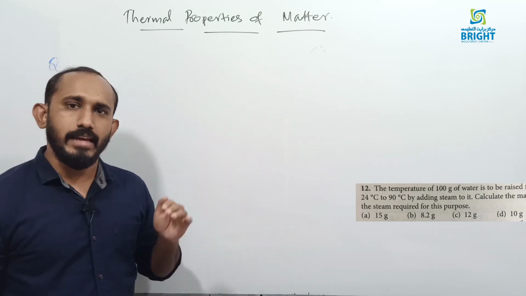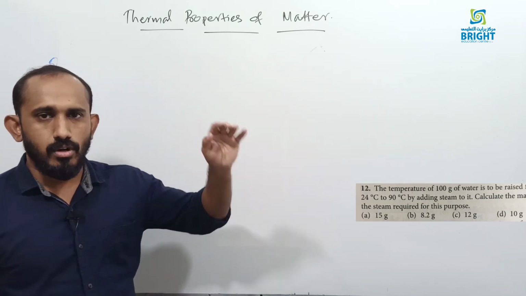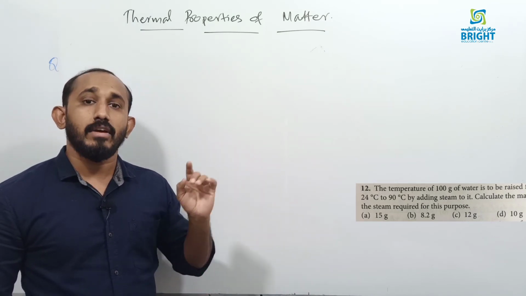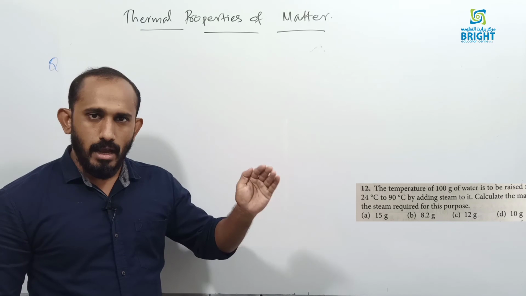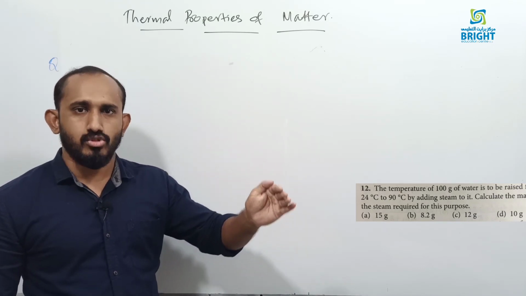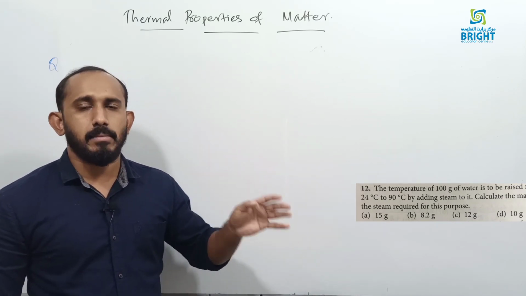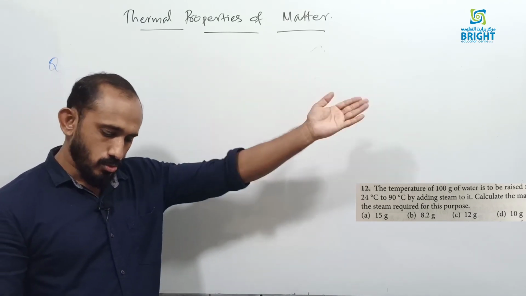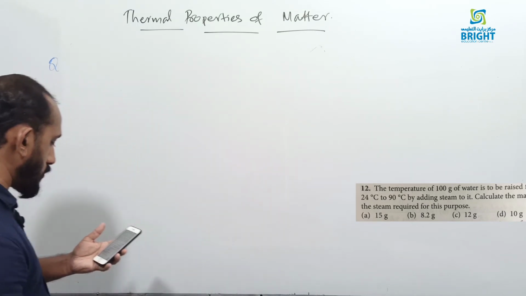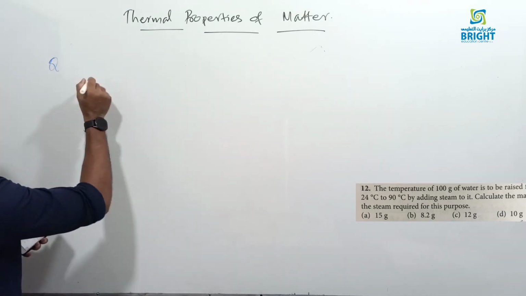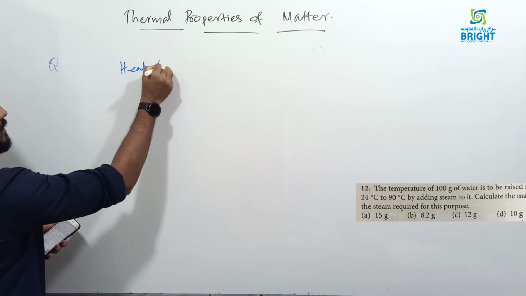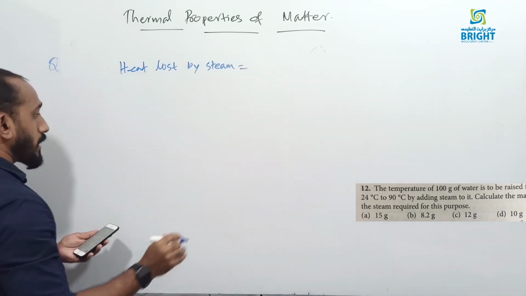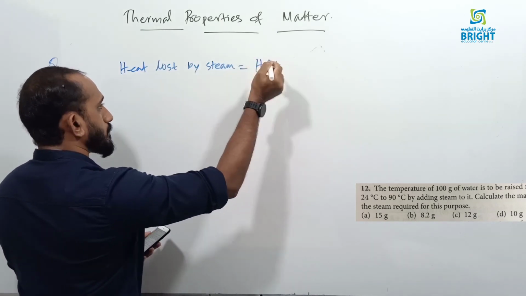So in this process, we can say 3 steps are there. First of all, steam should convert to water at 100 degrees. We have latent heat there. Then from 100 to 90, its temperature should decrease, that is hot water. That much heat will be absorbed by the water from 24 to 90. So here the things are given like this. Heat lost by steam will be equal to heat absorbed by water.